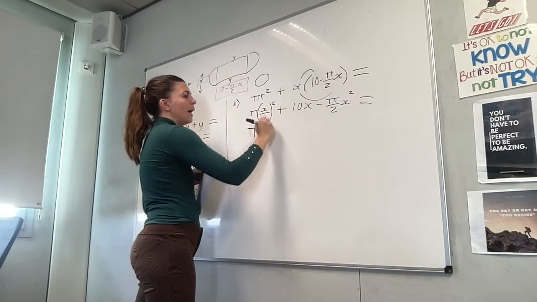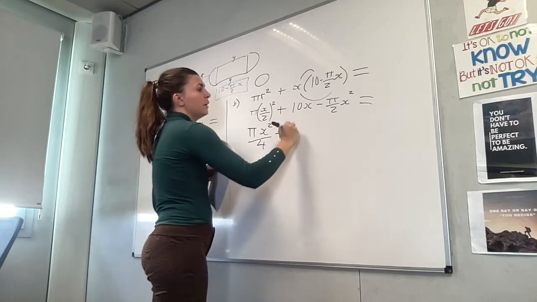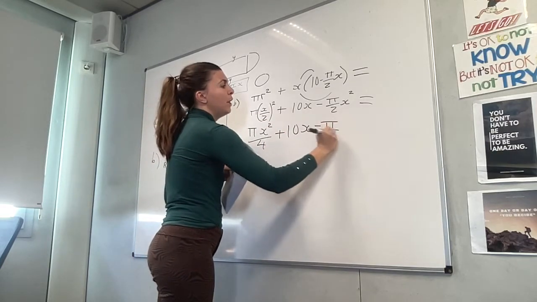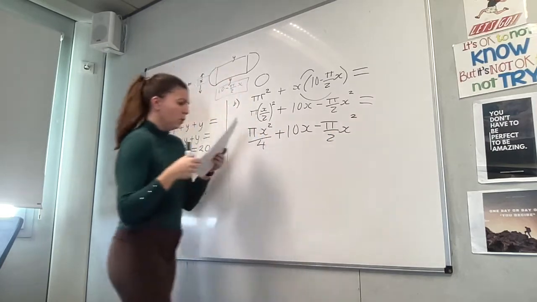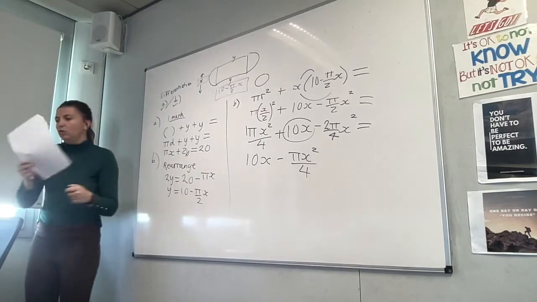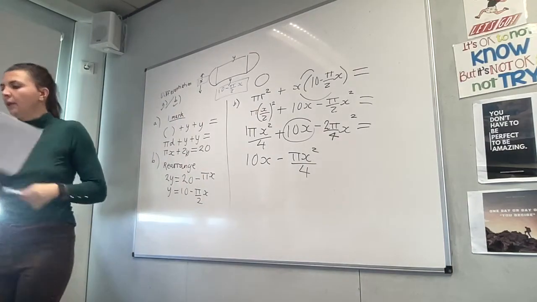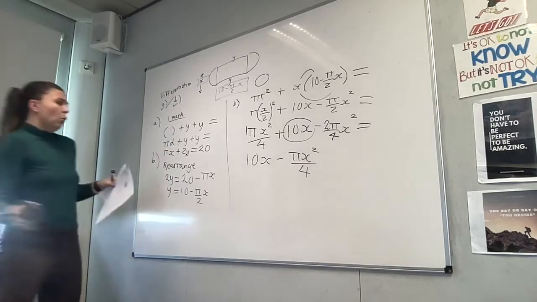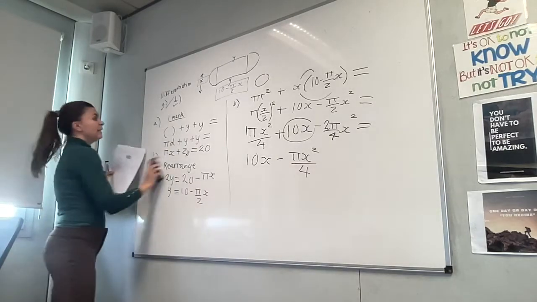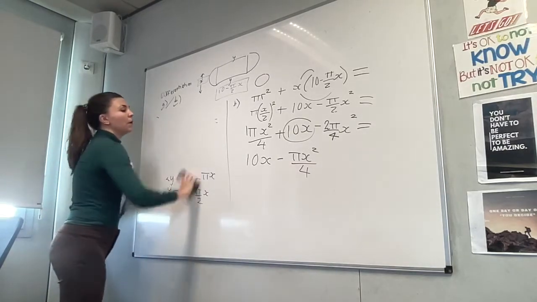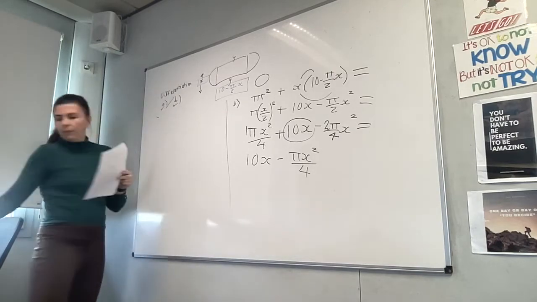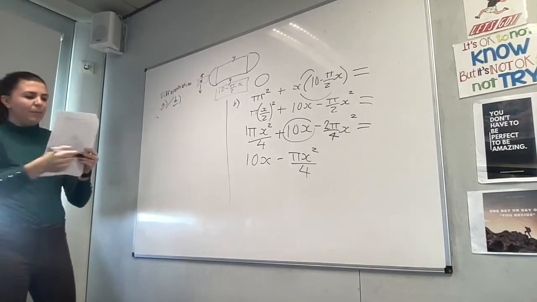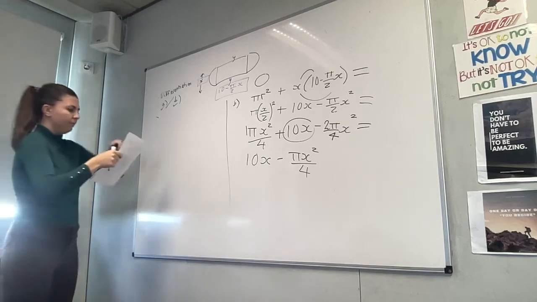Pi x squared over 4 plus 10x minus pi over 2x squared. I would really recommend you don't bother with that in life unless you want a 7. Right, so we've done A and B. C is where it starts to get much easier, and you should be able to make up a bit of time with C.